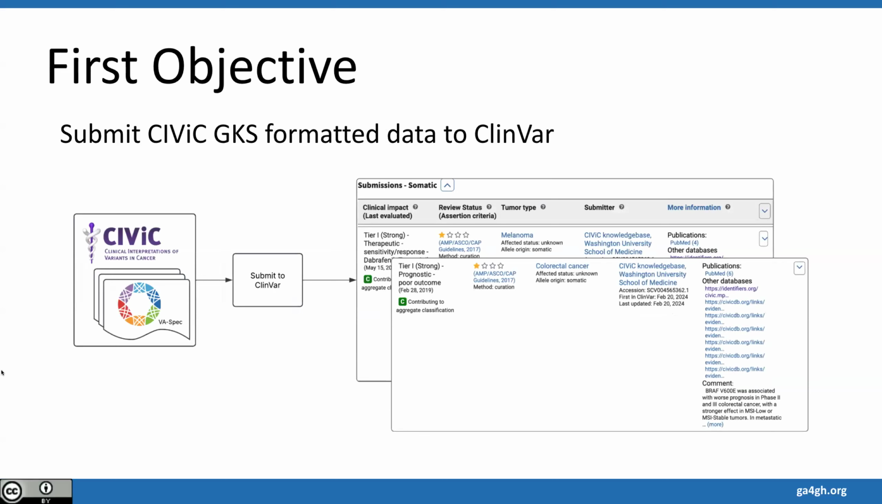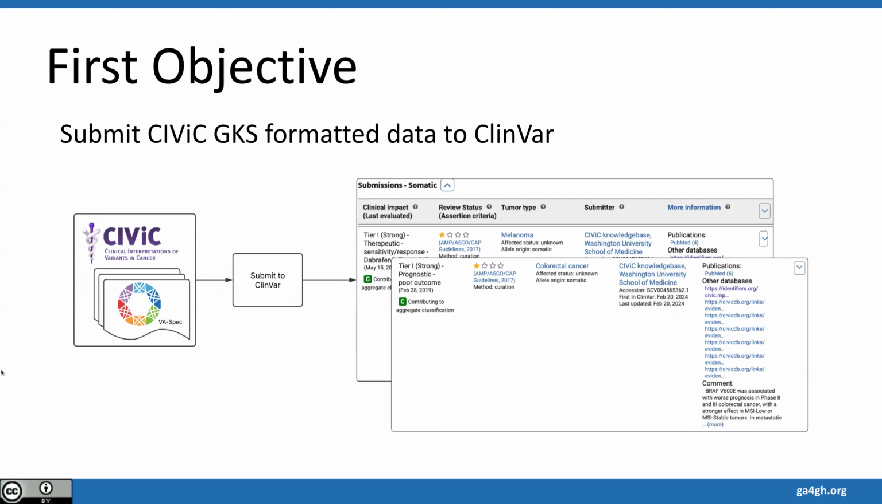So one aim of the NCI Biomedical Knowledge Base Award is to submit SCV-SEP curations to the ClinVar resource using this new somatic variant model. At the moment, CIViC submissions to ClinVar rely on a semi-automated submission form process. So my first objective is to submit CIViC GKS formatted data to ClinVar and fully automate this process.